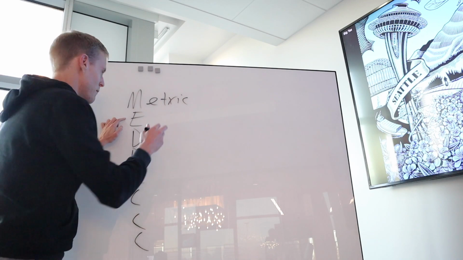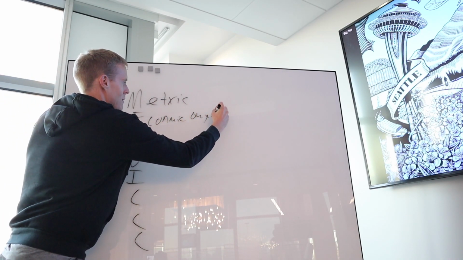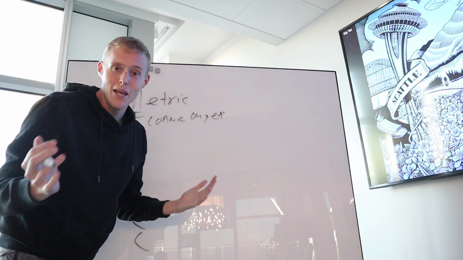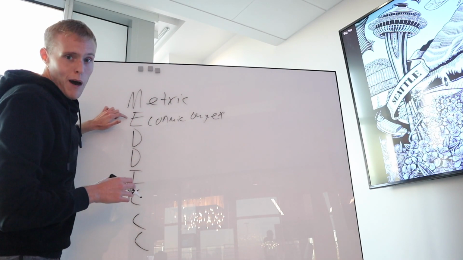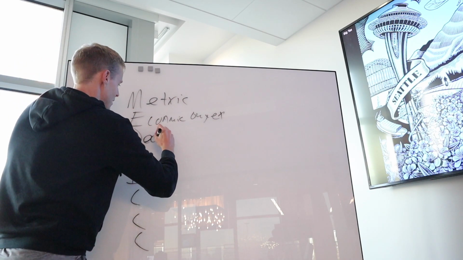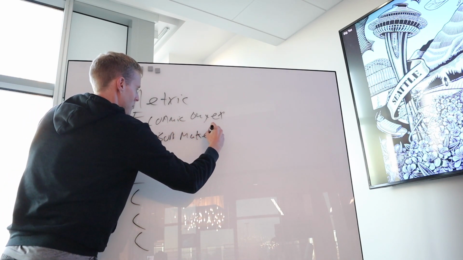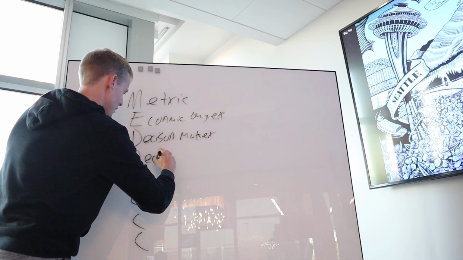E, economic buyer. Economic buyer. My handwriting's not great, guys. Luckily, they don't pay me to write down. I'm not a ledger. I'm a sales guy. I get paid to talk. Metric, economic buyer. Decision maker. Really important. Decision maker. D, decision criteria.